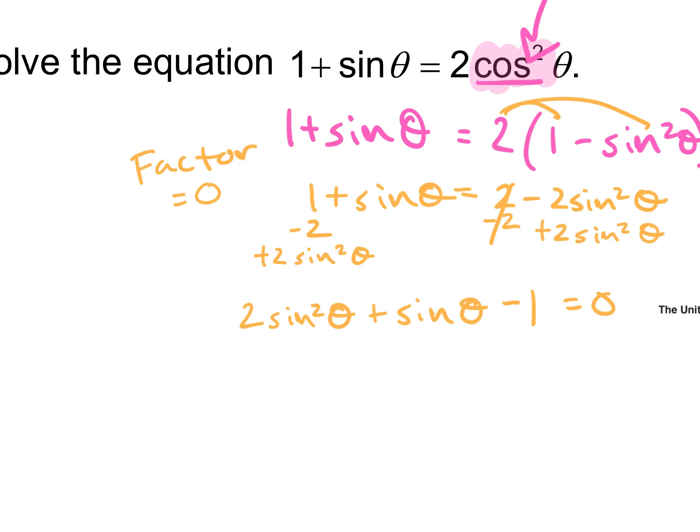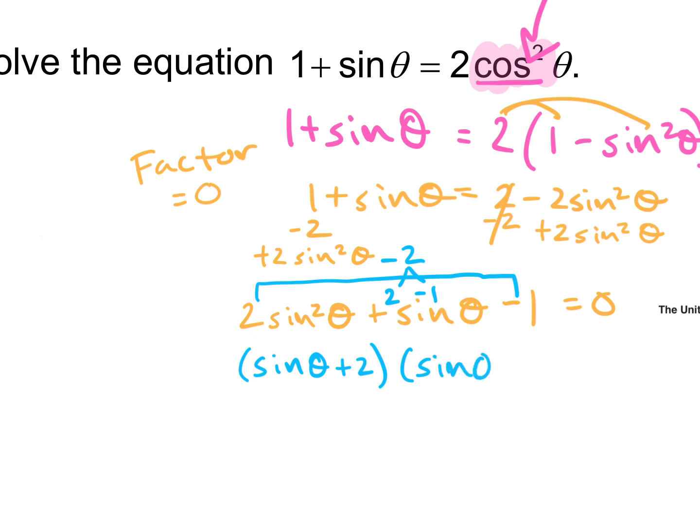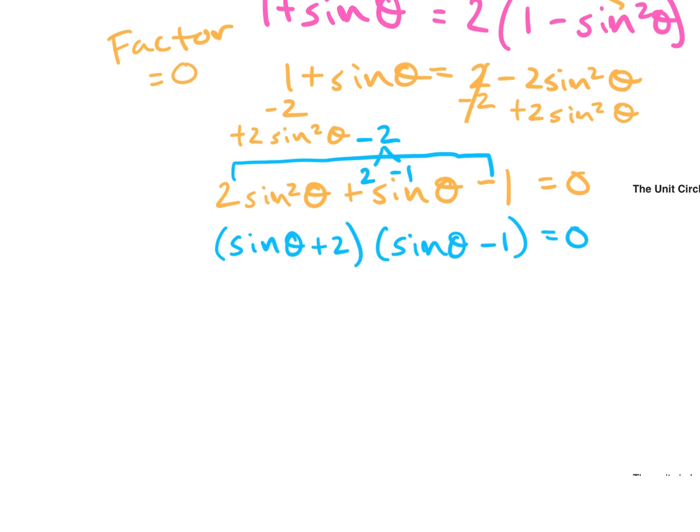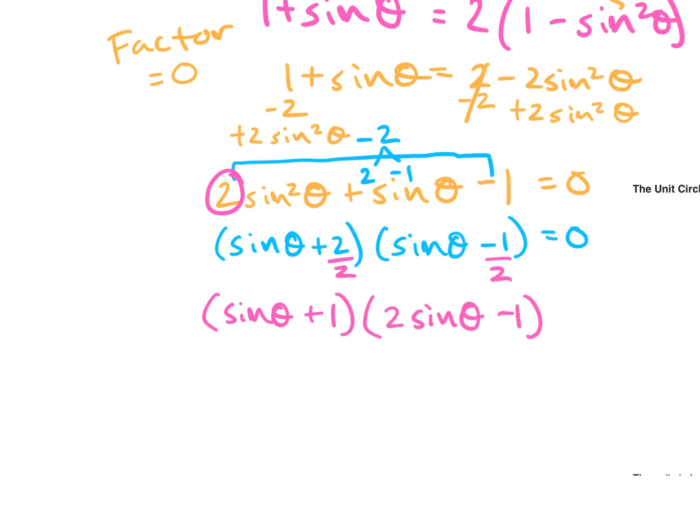Now, how would we factor this? Multiply the first times the last. So we get negative 2. What are 2 factors of negative 2 that add to 1? 2 and negative 1. So this would factor into sine theta plus 2 and sine theta minus 1. Now, when we multiply the first times the last, what do we have to remember to do? Divide. Don't forget to divide by the number that you multiplied. So here we get sine theta plus 1 and 2 sine theta minus 1.